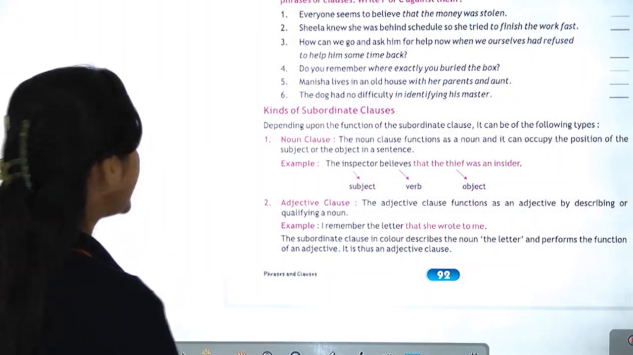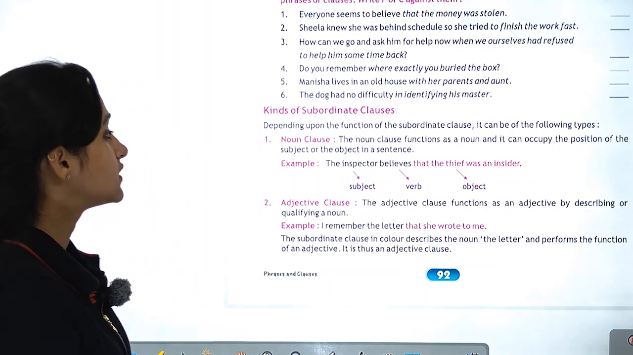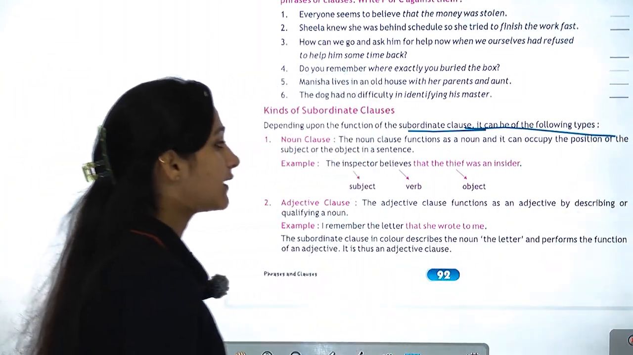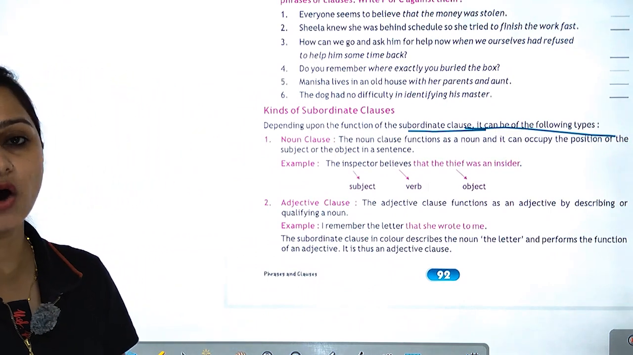Now here are the kinds of subordinate clause. Depending upon the functions of the subordinate clause, it can be of the following types. Following types हो सकता है. First one is noun clause.